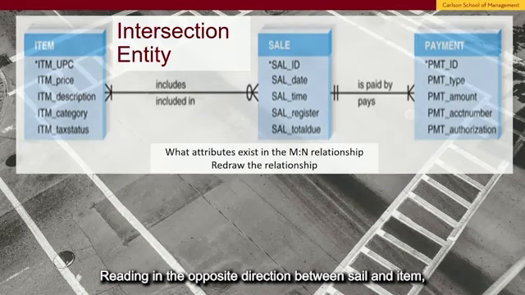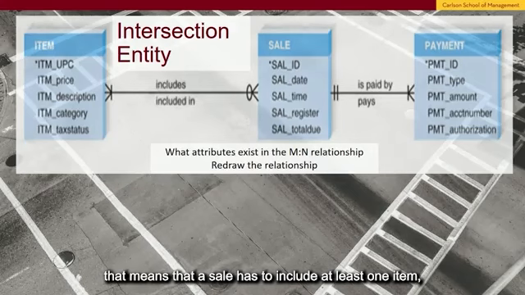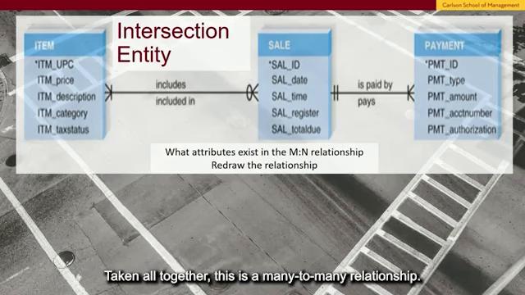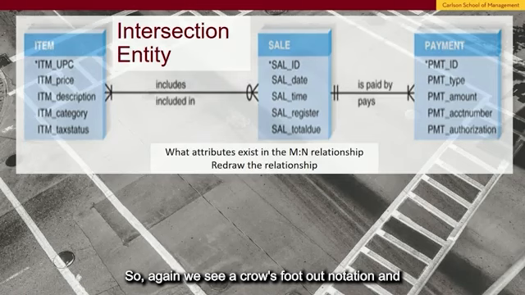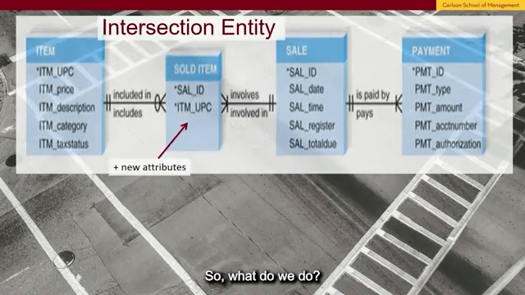Reading in the opposite direction between sale and item, you can see that on the item side of the relationship, there is a vertical bar there. That means that a sale has to include at least 1 item. And then the crow's foot means that a particular sale could include more than 1 item. Taken all together, this is a many-to-many relationship. So again, we see a crow's foot out notation, and that's our clue that we might need an intersection entity in this case. And so what do we do?